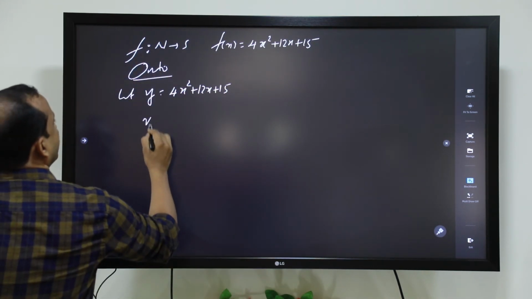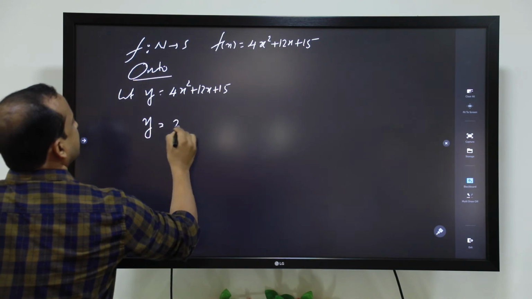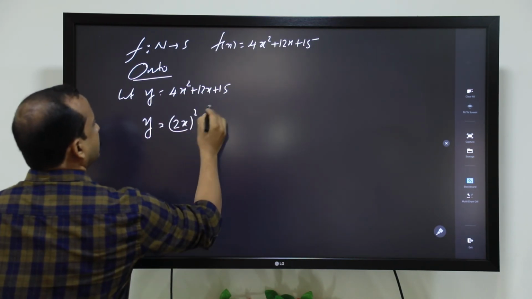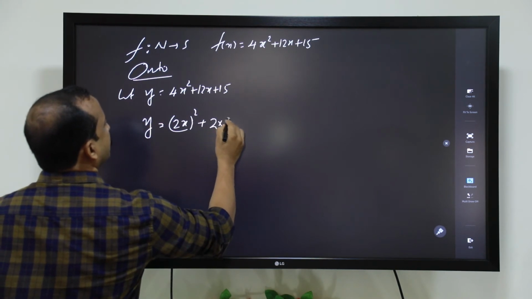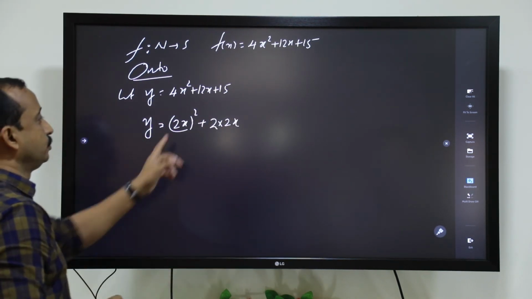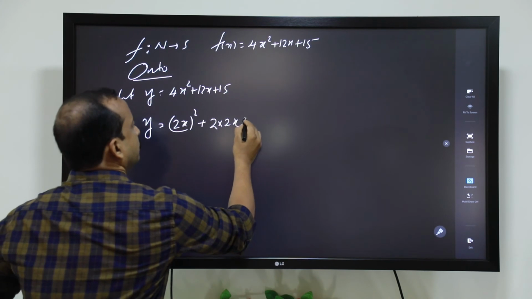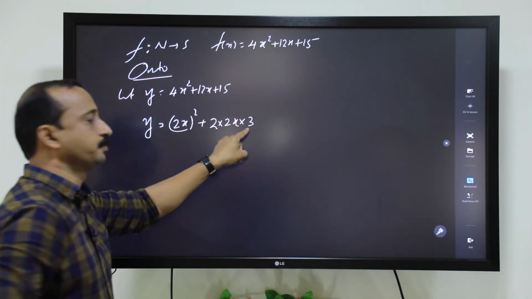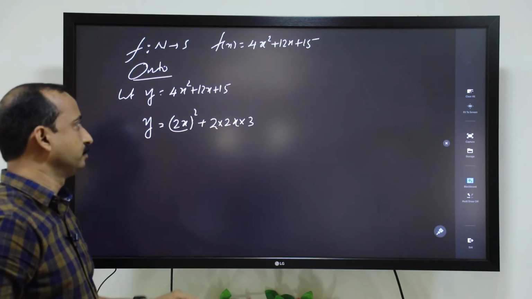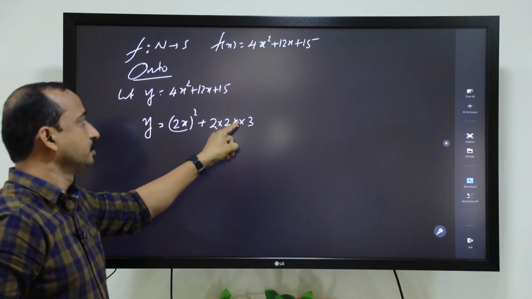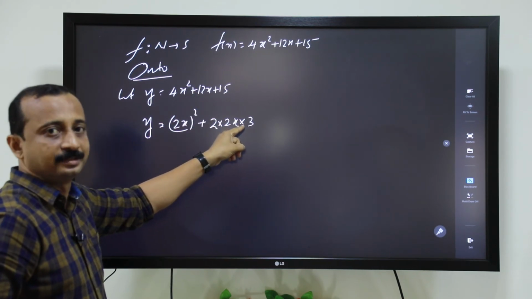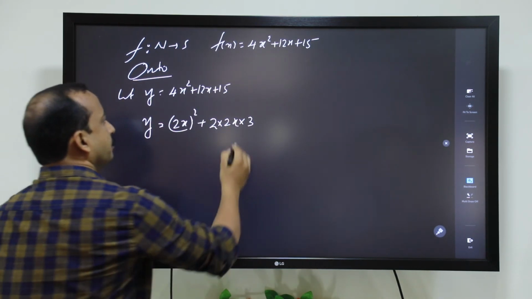Okay, let's start. y is equal to, first, 4x squared means (2x) the whole squared, which is a square form. Plus 12x can be written as 2ab form, where a corresponds to 2x and b corresponds to 3. Because 2 into 2x gives 4x, and for getting 12x we multiply with 3. So b corresponds to 3.